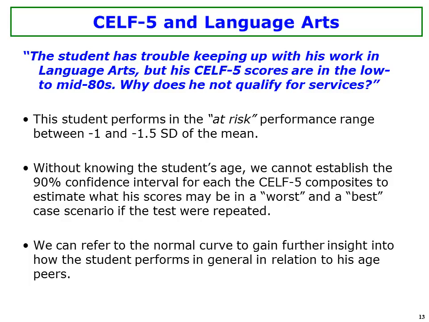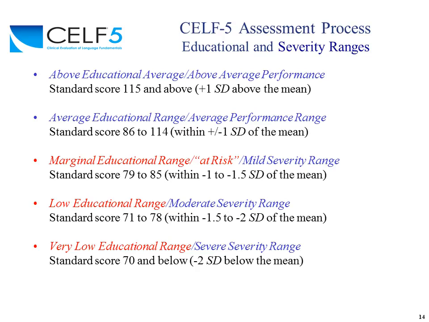Another thing is that we constantly refer to the normal curve to gain further insights into how a student performs in general in relation to age peers. And in CELF-5, we said that we are going to describe the performance ranges in terms of an educational perspective. But we are also looking in terms of severity ranges, which is what the clinical situation, the physician will want. So we have these levels. Take a look at the red marginal educational range, at risk, mild severity range. Those are the standard scores between 79 to 85. They are within the -1 to -1.5 standard deviation of the mean.